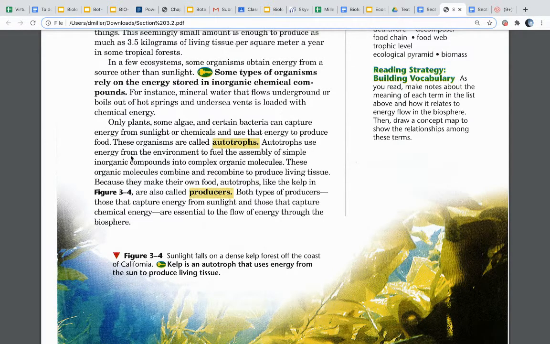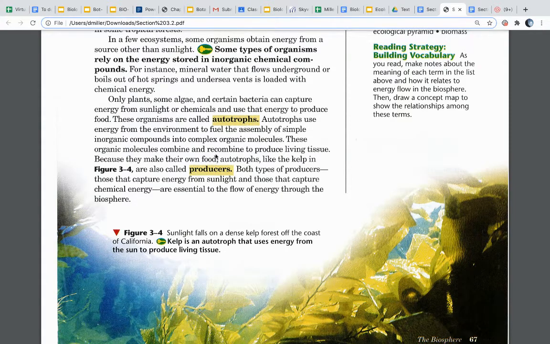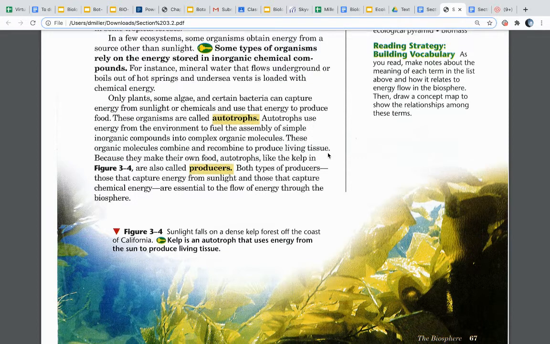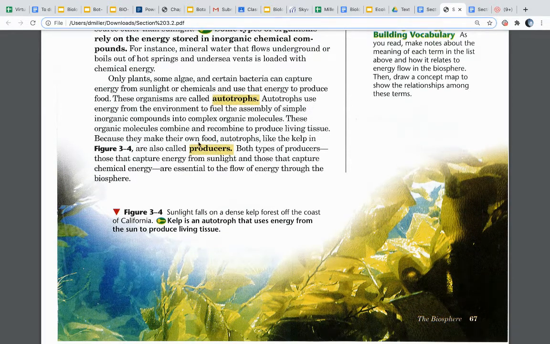Autotrophs use energy from the environment to fuel the assembly of simple inorganic compounds into complex organic molecules. These organic molecules combine and recombine to produce living tissue. Because they make their own food, autotrophs, like the kelp in figure 3.4, are also called producers. Both types of producers, those that capture energy from sunlight and those that capture chemical energy, are essential to the flow of energy through the biosphere.